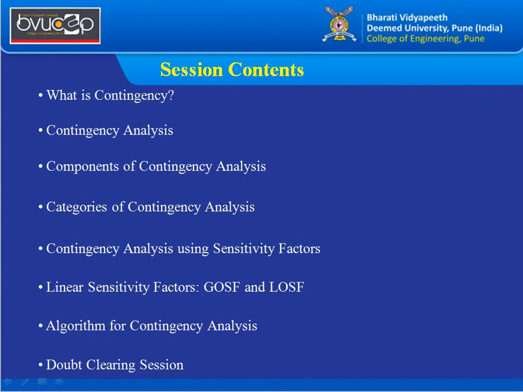These are today's session contents. Firstly, we are going to start with contingency. What is the meaning of the word contingency? Then contingency analysis, how it is executed, the components related to contingency analysis, and the categories applicable for contingency analysis. Then the technique part, that is contingency analysis using sensitivity factors. In that we will have linear sensitivity factors, basically of two types: GOSF, the generation outage sensitivity factor, and the line outage sensitivity factor.